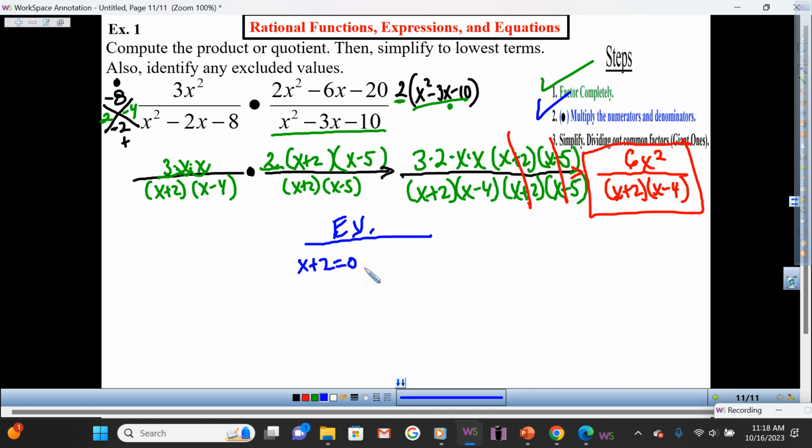x plus 2 equal to 0. x minus 4 equal to 0. However, x minus 5 equal to 0. You're like, what? What am I basing my excluded values on this time? Talk to your neighbor. What am I basing my excluded values on this time?